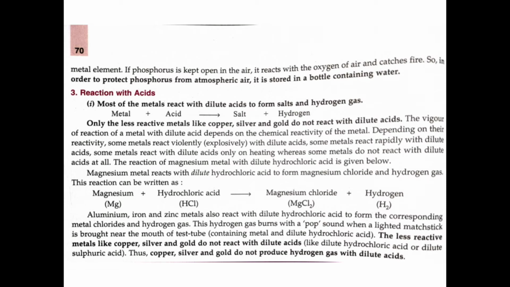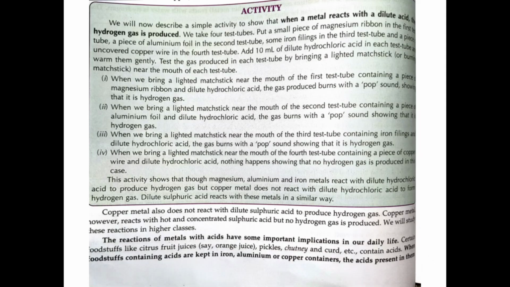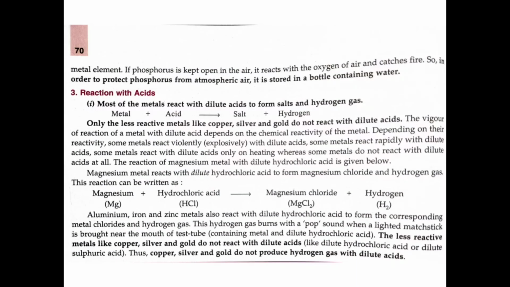The reaction of magnesium metal with dilute hydrochloric acid is given below. One example: magnesium metal reacts with dilute HCl to form magnesium chloride and hydrogen gas. So when a metal reacts with acid, magnesium chloride salt is formed and hydrogen gas is evolved. Aluminium, iron and zinc metals also react with dilute HCl to form corresponding metal chlorides and hydrogen gas.